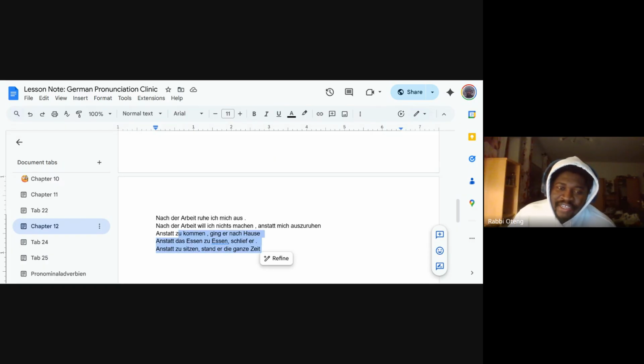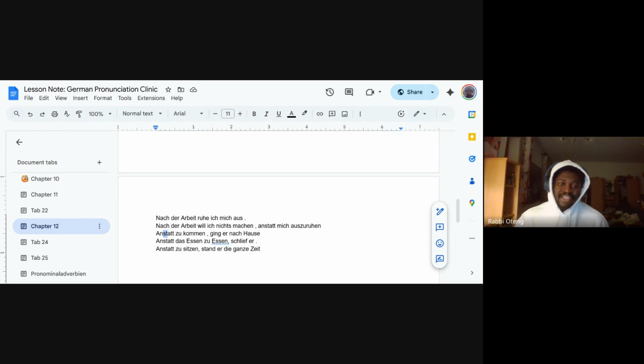So you see the anstatt with zu, no? When we are talking about the same person, we use anstatt zu. But with a different person, they will use anstatt dass. Just like when you want to say, I want you to come: Ich will, dass du kommst.